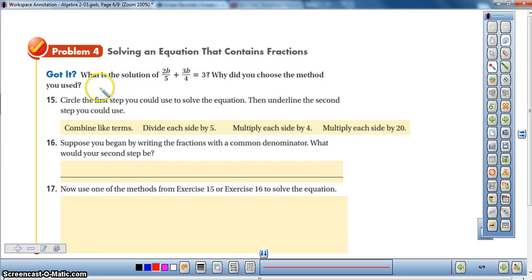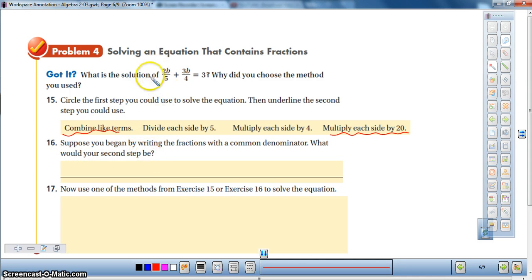As you look at this one, it says, what way could we choose to solve this? Would you like to first combine like terms? Would you divide by 5? I don't think that'll help us. Multiplying by 4 would maybe help a little, but the other method would be to multiply each side by 20. Someone says, why 20? What are the common multiples of 4 and 5? 4 and 5 both go into 20.